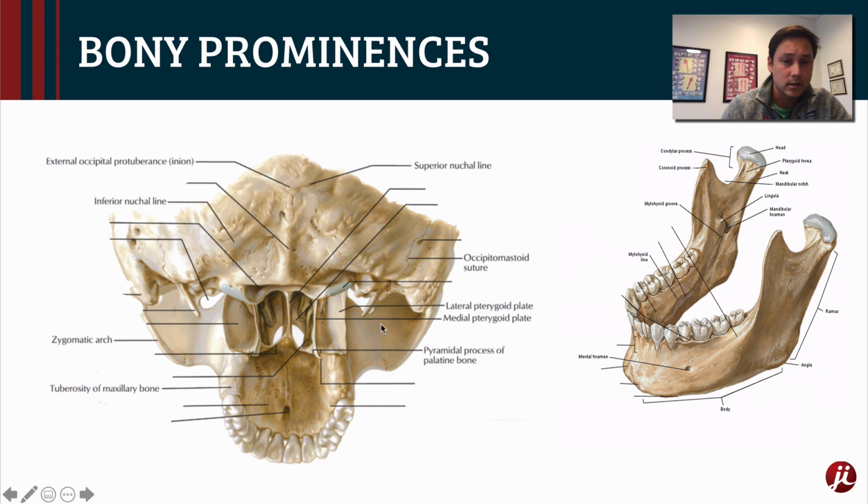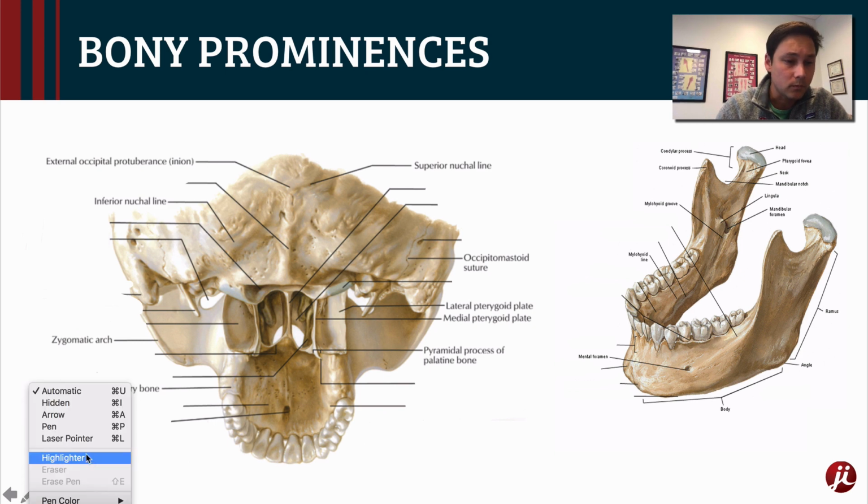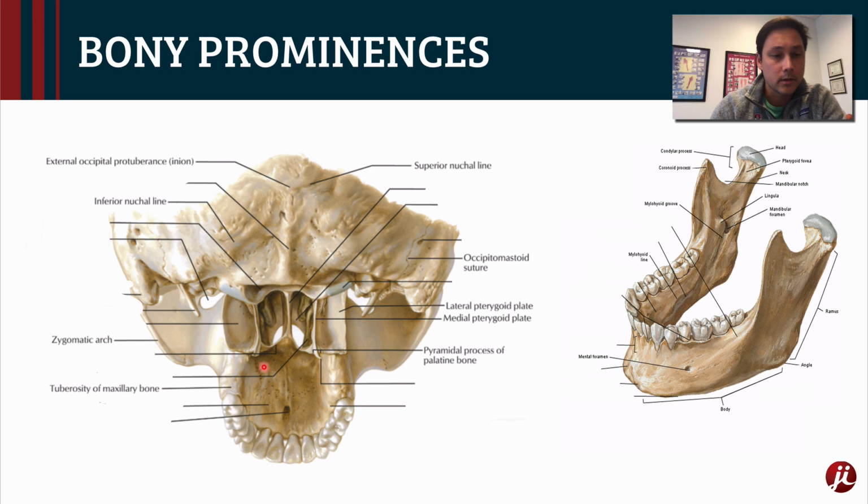So if we look at this PA view of the cranium here, the first landmark to identify is the tuberosity of the maxilla, which is one of the attachment points for the medial pterygoid. Up here we have the sphenoid. Let me get my laser pointer out here. So here's that tuberosity of the maxilla here. Up here we have the sphenoid bone and the medial pterygoid plate and the lateral pterygoid plate.